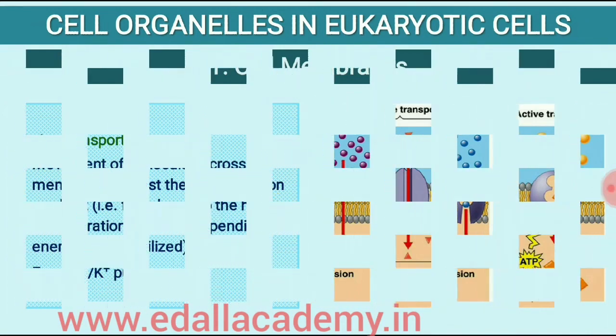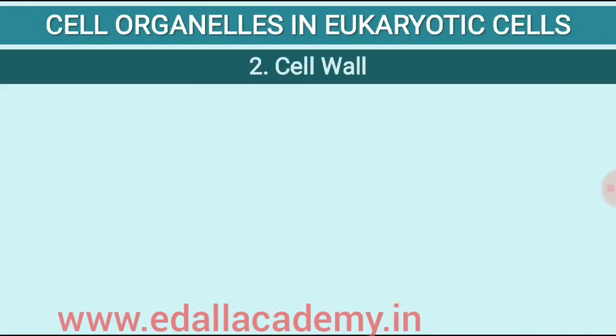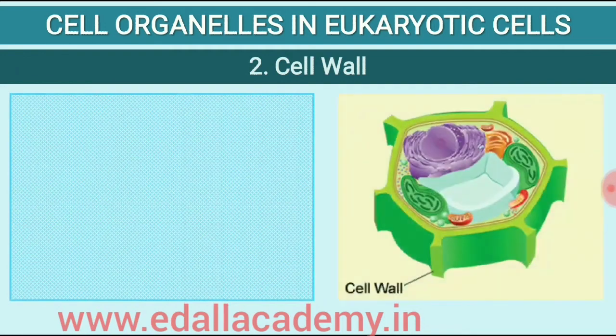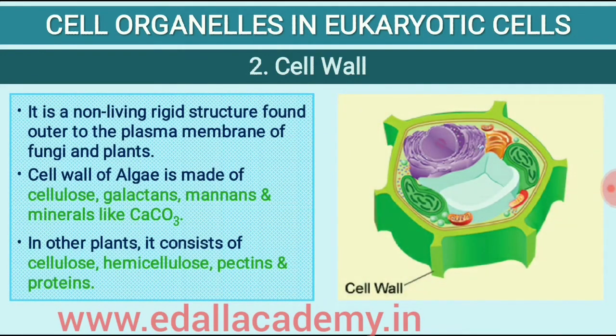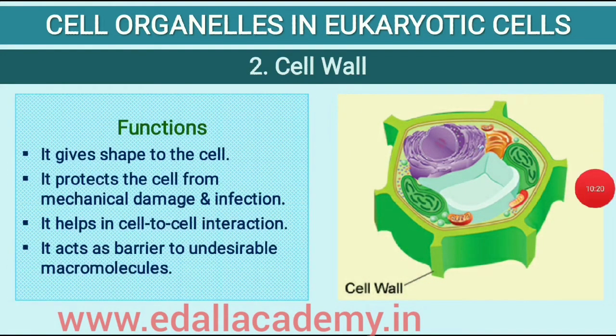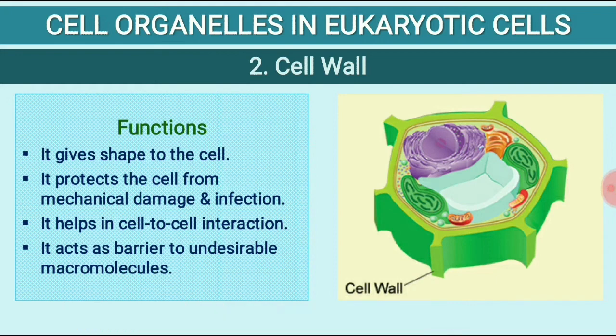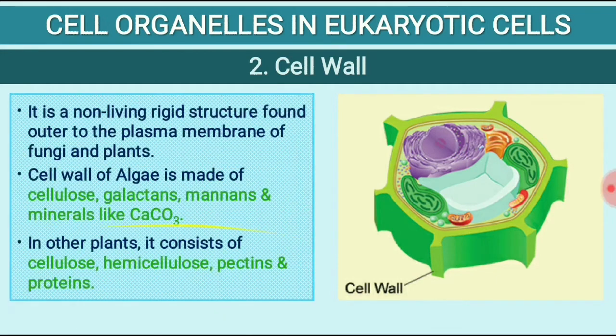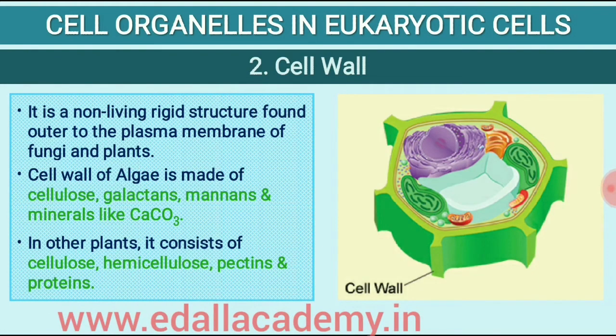8.5.2 Cell wall. As you may recall, a non-living rigid structure called the cell wall forms an outer covering for the plasma membrane of fungi and plants. The cell wall not only gives shape to the cell and protects the cell from mechanical damage and infection, it also helps in cell-to-cell interaction and provides a barrier to undesirable macromolecules. Algae have a cell wall made of cellulose, galactans, mannans and minerals like calcium carbonate, while in other plants it consists of cellulose, hemicellulose, pectins and proteins.